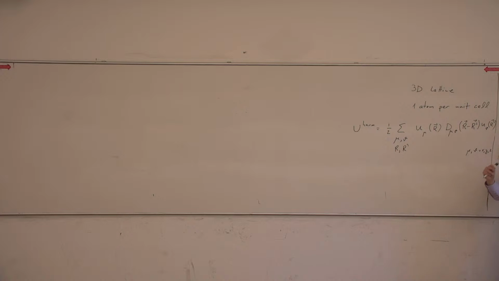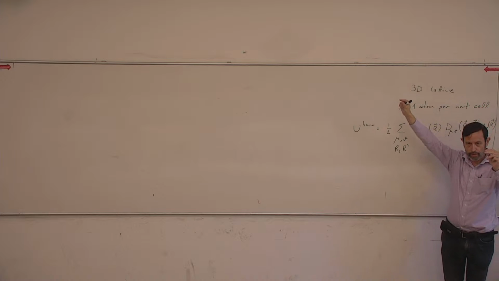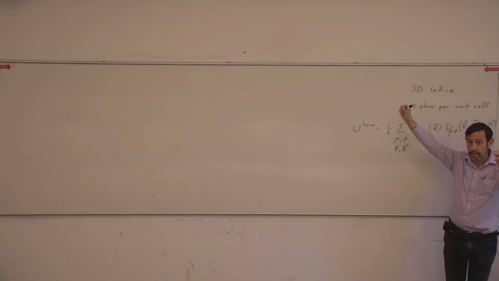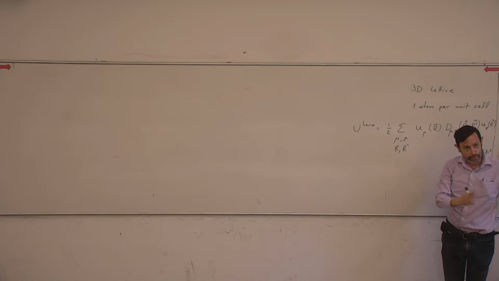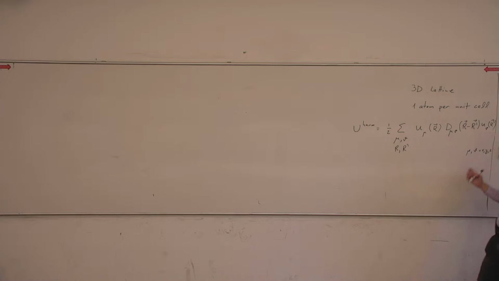I can't have some other dependence between R and R prime. If I translate both of them to two different points, it should be the same. The lattice is symmetric for translation. And I have a 3 by 3 matrix because I have directions x, y, z and directions x, y, z here. What else can it be?